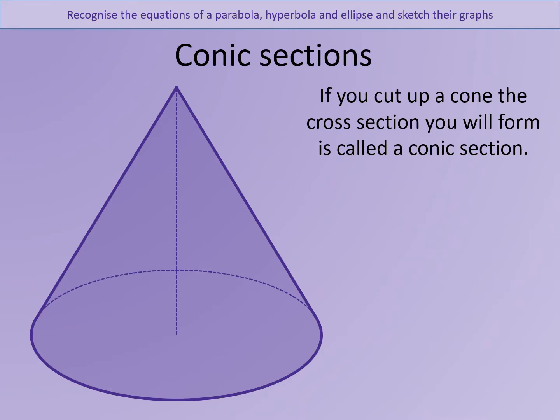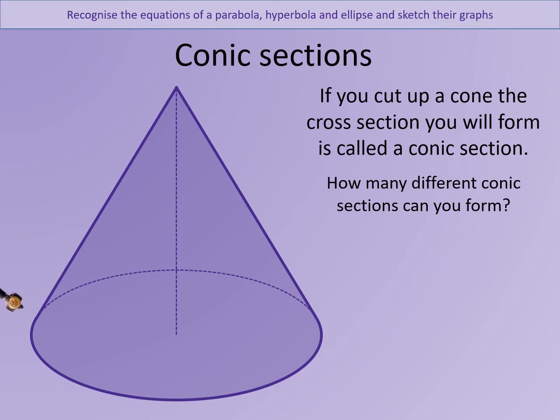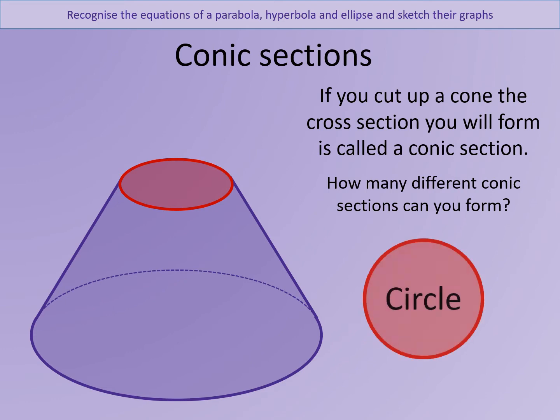We're going to start with a cone shape and cut slices through at different angles to see if we can form different shapes. These shapes will be known as conic sections. First, you will see, if you cut horizontally across, you form a circle. So a circle is the first type of conic section we will look at.